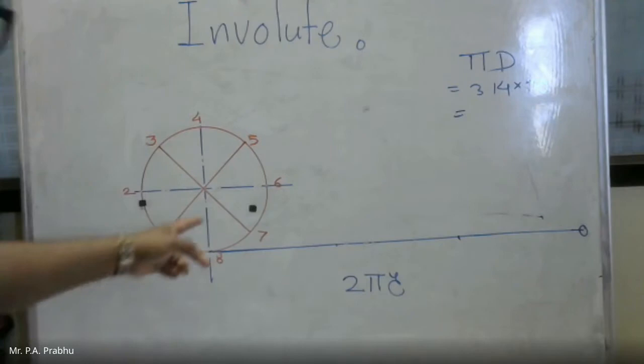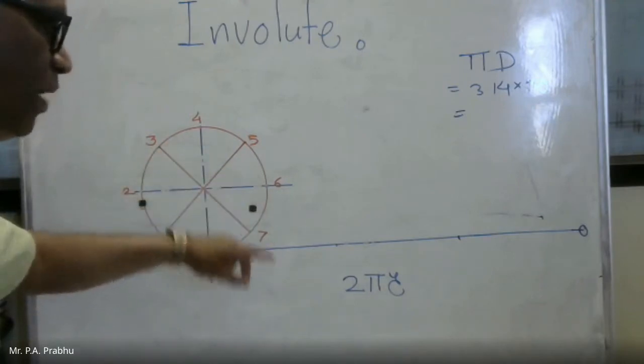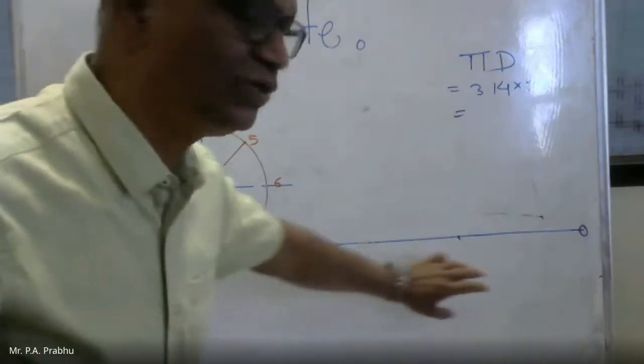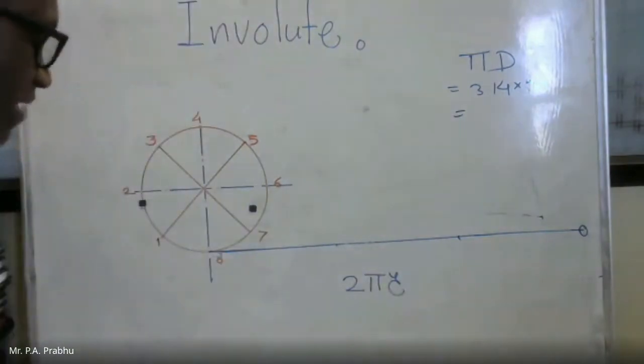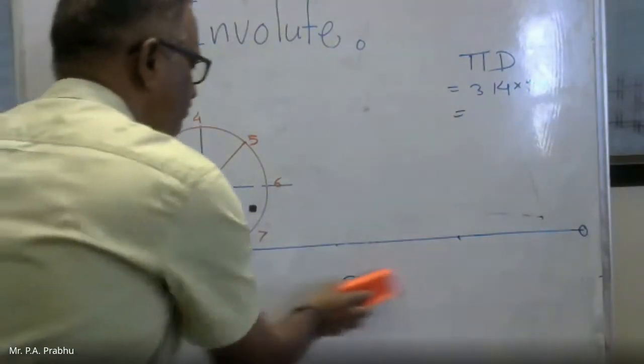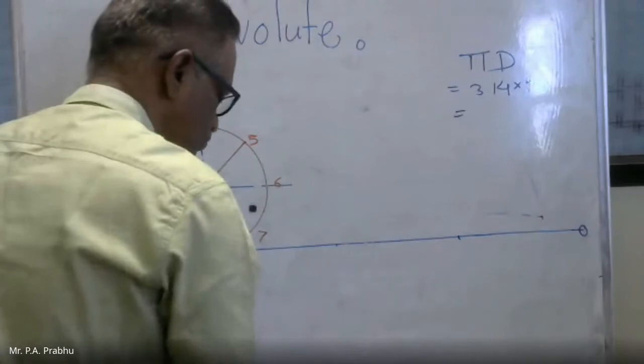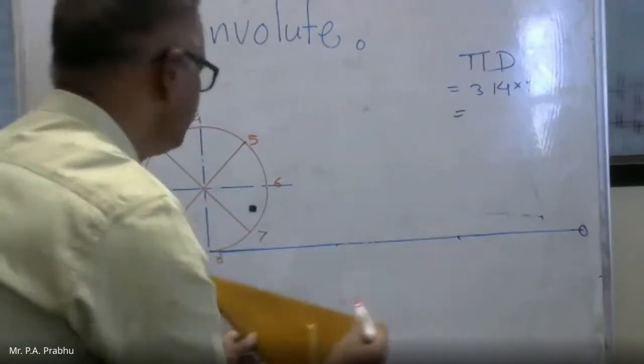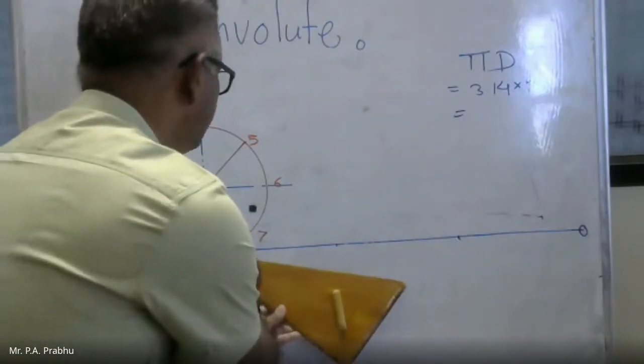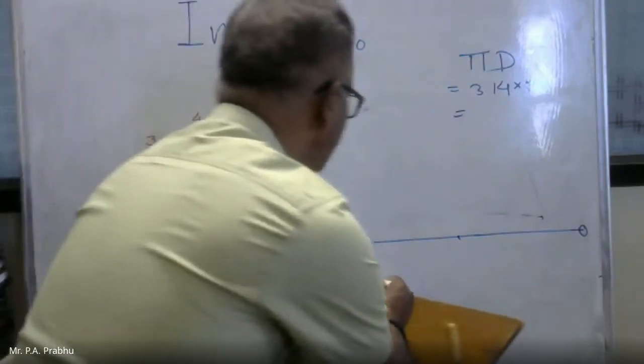Now, as we have divided the circle into 8 parts, divide this length also into 8 parts by the graphical method. We have learned the graphical method. Okay. So, using the graphical method, divide this length also into 8 parts.